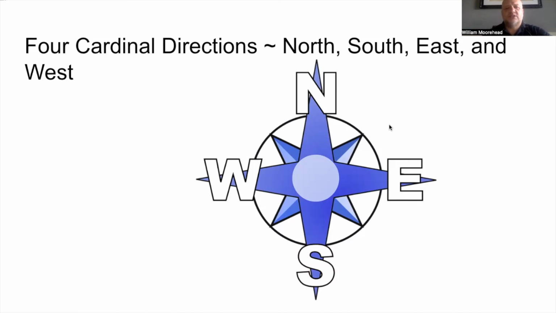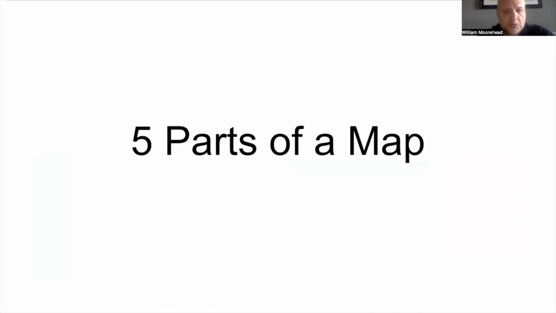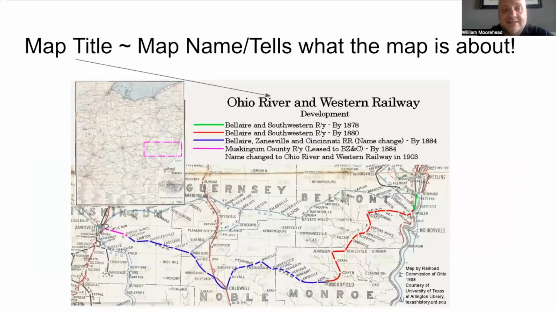Now, what you are going to do when I am finished talking, you're going to go into Google Classroom. I'm going to have this slideshow. You're going to write the notes. Shocked at the number of kids that don't know what the notes are. The 5 parts of the map are the title. So you're going to get out a blank sheet of paper, write 5 parts of the map at the top. Then you would write map title, map name tells what a map is.